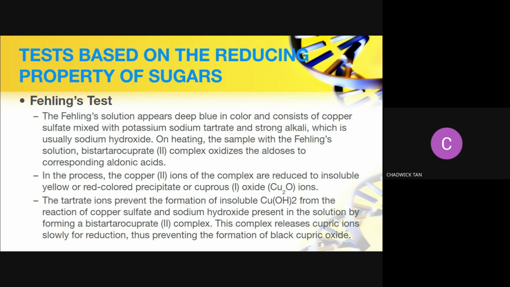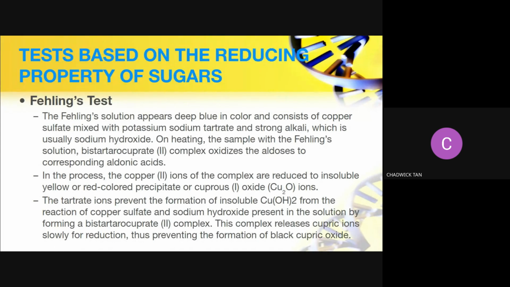The tartrate ions prevent the formation of insoluble copper hydroxide. So napapansin nyo yung naging colloidal, nagkaroon ng gel. That's because of copper hydroxide, no? So dapat prevent natin yan.